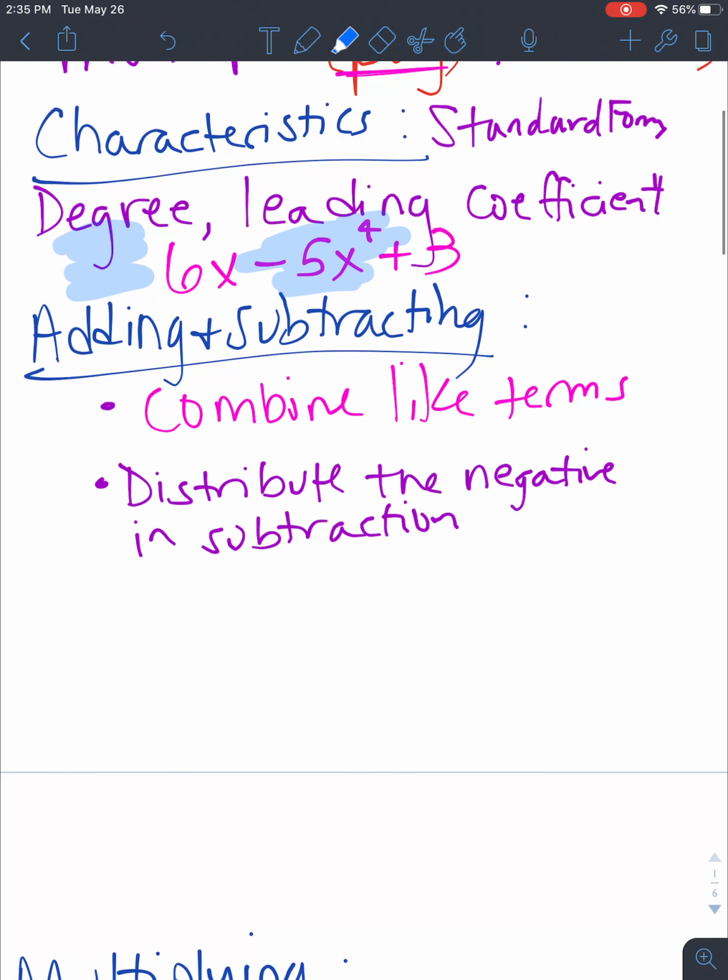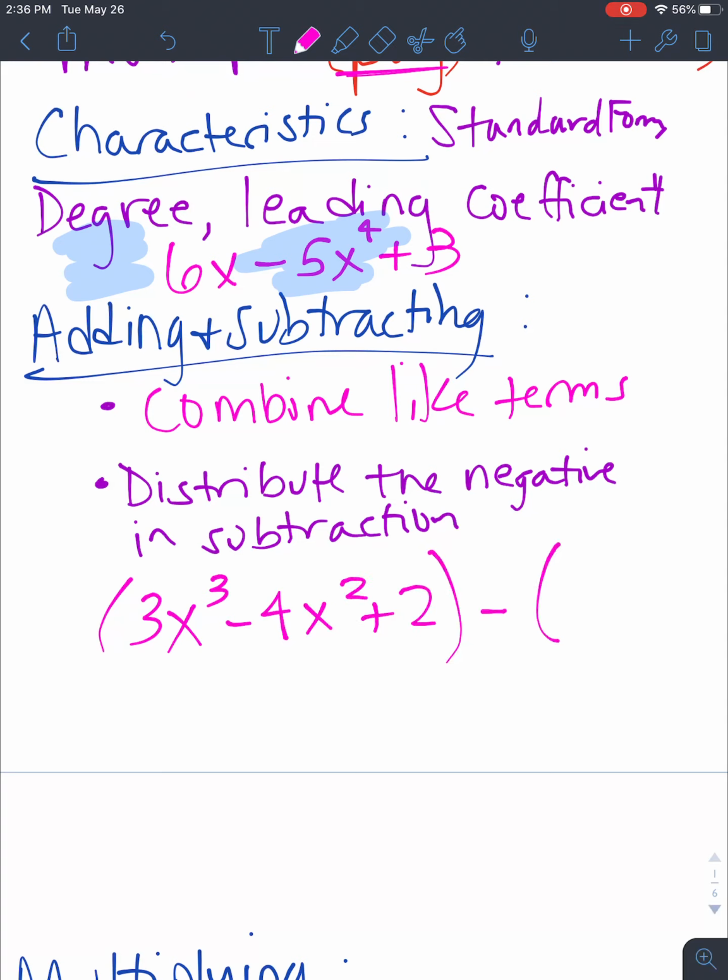After we reviewed what polynomials were, we went into what to do with them. One of the things you can do with polynomials is add and subtract them. Remember that anytime you're adding and subtracting, all you have to do is combine like terms. It's really important to remember that you have to distribute the negative when you're subtracting. So if we had something like 3x cubed minus 4x squared plus 2, minus 5x cubed plus 2x.